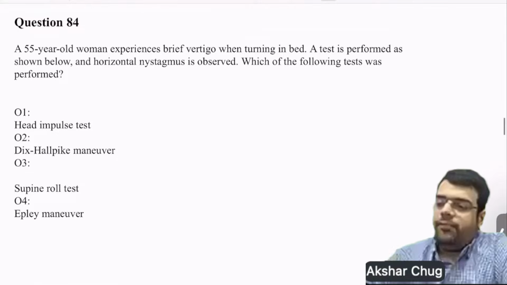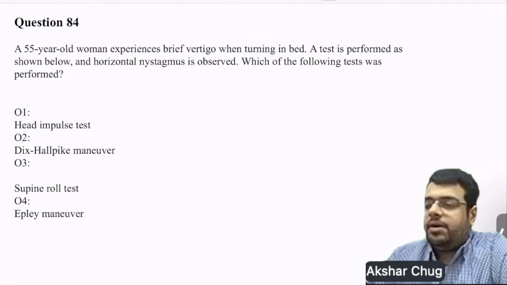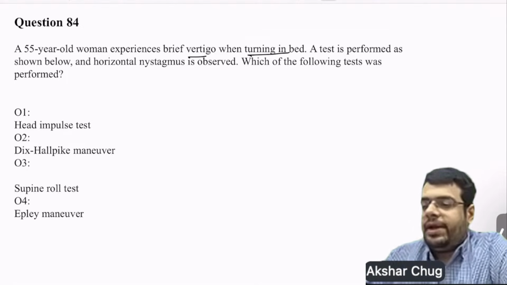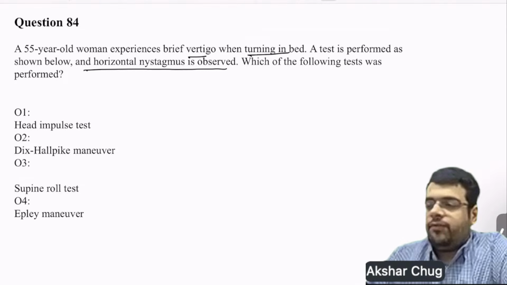Question 84, 55-year-old woman experiences brief vertigo when turning into the bed. A test is performed as shown below, and horizontal nystagmus is observed. Which of the following test was performed?